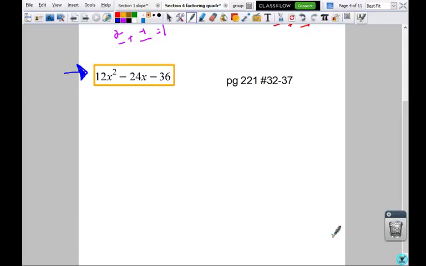I wanna know what times to get -3 and that adds up to -2. Maybe 10? Yeah, 10. What times to get -3? What's the answer? The last one, the exit ticket?